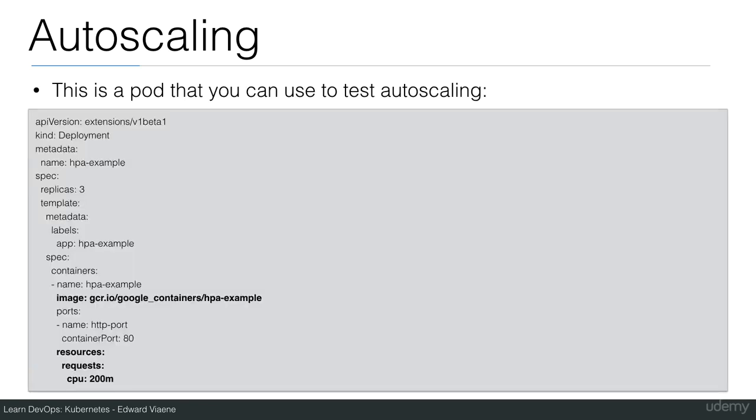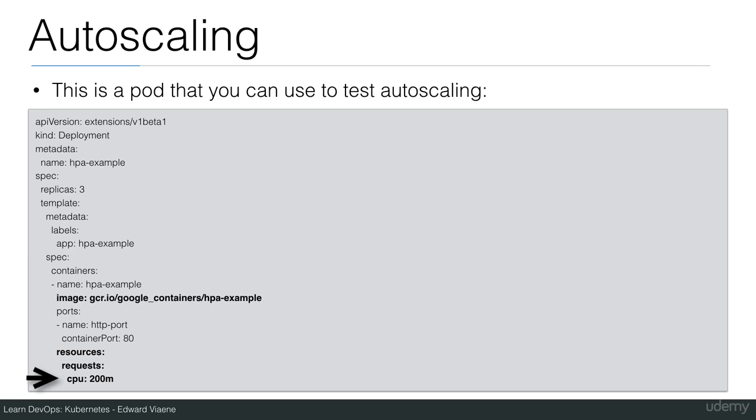This is a pod that you can use to test autoscaling. Here we have a deployment, and in the specification we are going to use a Google image. It's an image that has a web server that is going to do some calculations if you visit the website. To make this work, we're going to specify resources, and we're going to request CPU of 200 milli CPU.